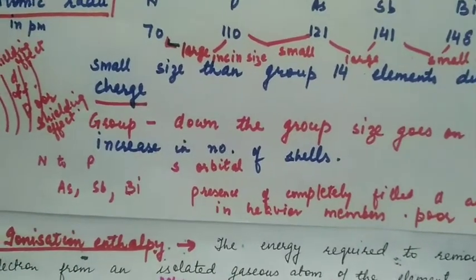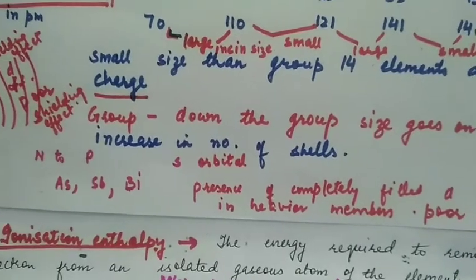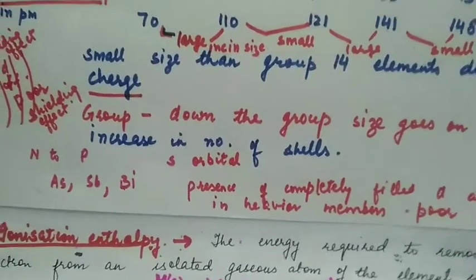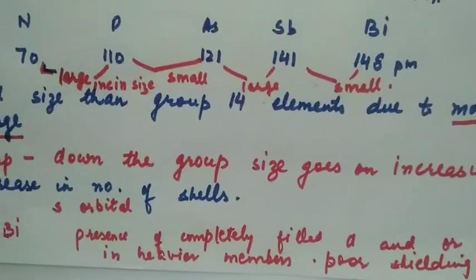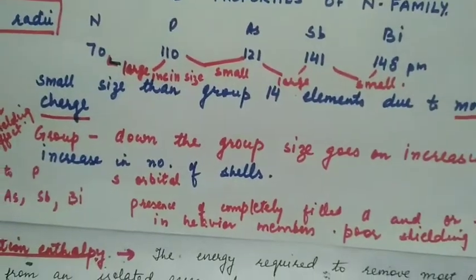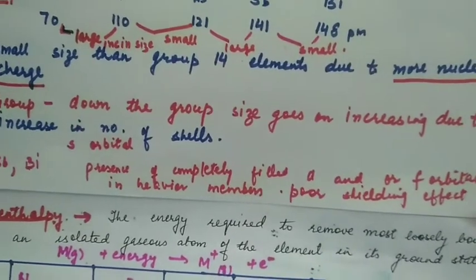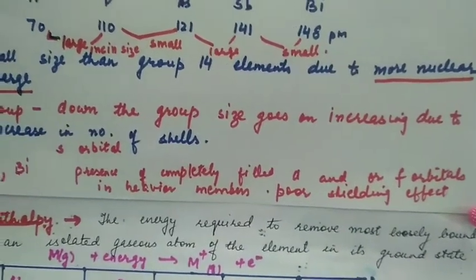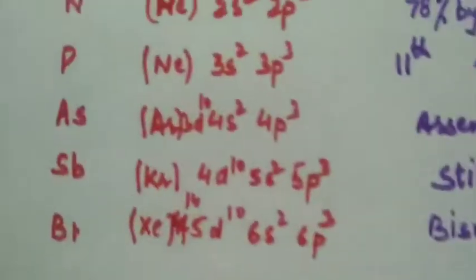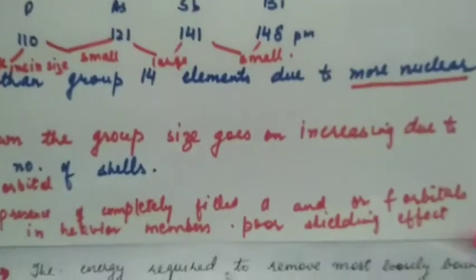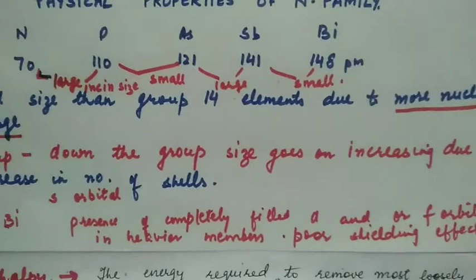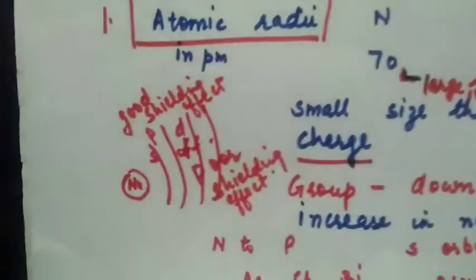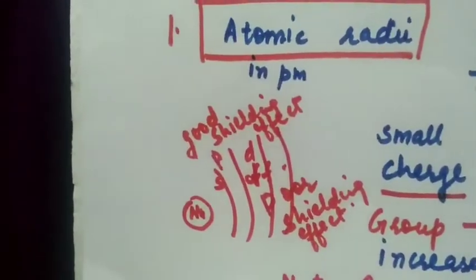As we move from arsenic to antimony to bismuth, though the size increases, the difference in atomic radius is small. This is because of the presence of completely filled d and f orbitals in the heavier members. The d and f orbitals show poor screening effect, poor shielding effect, because of which the increase in size is comparatively less. What is shielding effect?